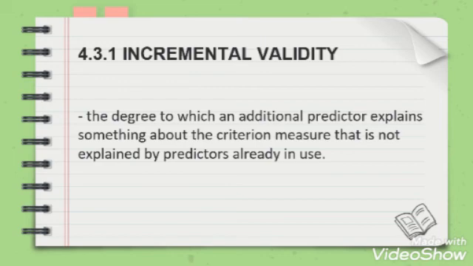And the last one under predictive validity is the incremental validity. This is the degree to which an additional predictor explains something about the criterion measure that is not explained by predictors already in use. Example for this: incremental validity may be used when predicting something like academic success in college.